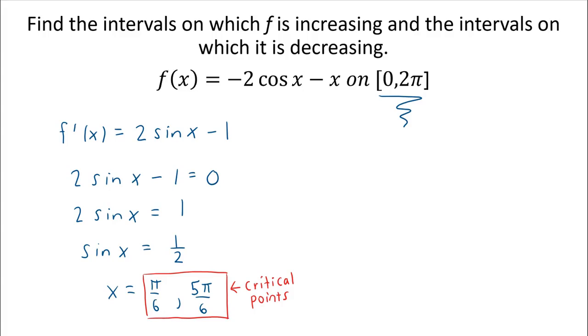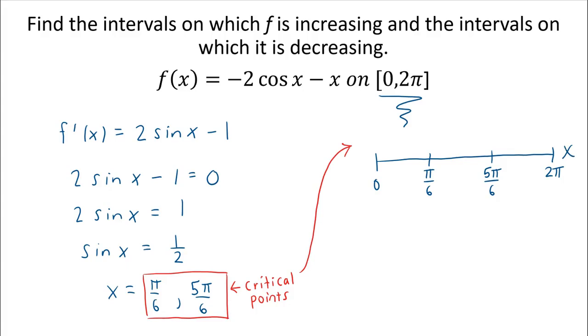Now remember, these are the candidates for local maxima and local minima. We still have to use the first derivative test to determine if they are local maxima or local minima. But that's not the focus of this problem. We just need to know where our function is increasing and where it's decreasing. So let's set up our x-axis, making sure that we begin when x equals 0 and end when x equals 2 pi, and also put our critical points on the x-axis as well.